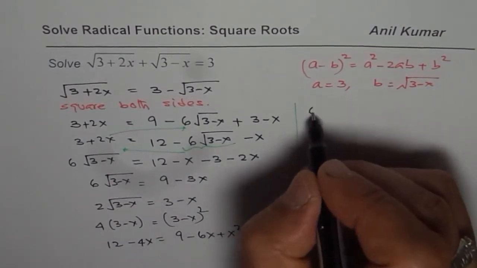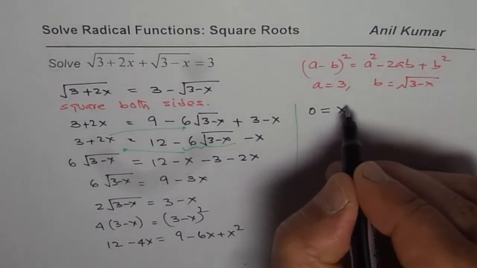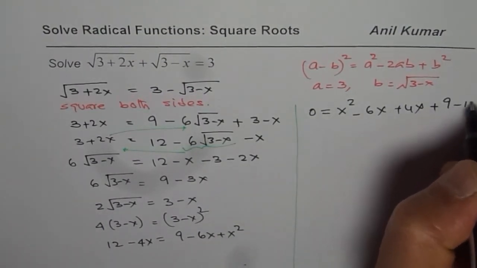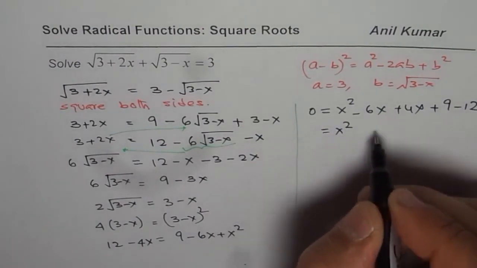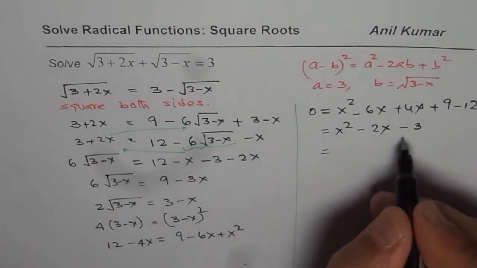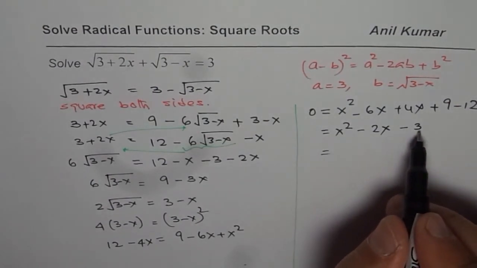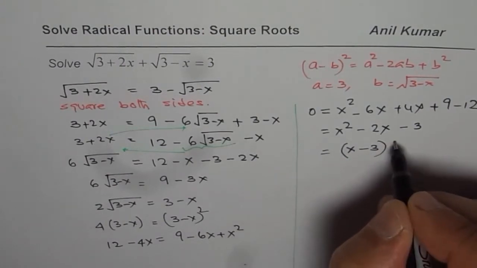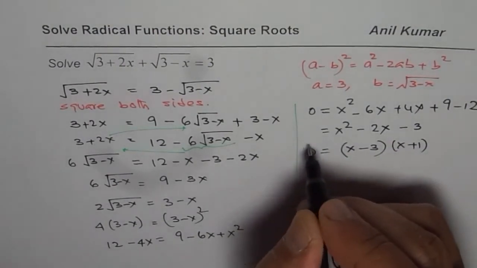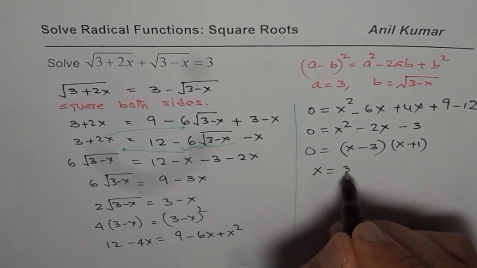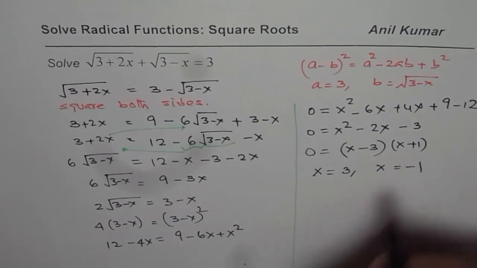So we have 0 equals x squared minus 6x plus 4x plus 9 minus 12. That gives us x squared minus 2x minus 3. This can be factored. We need a product of minus 3 and a sum of minus 2. So x minus 3 times x plus 1 is the factored form, right? And that gives us two possible solutions. One is x equals 3, the other one is x equals minus 1.